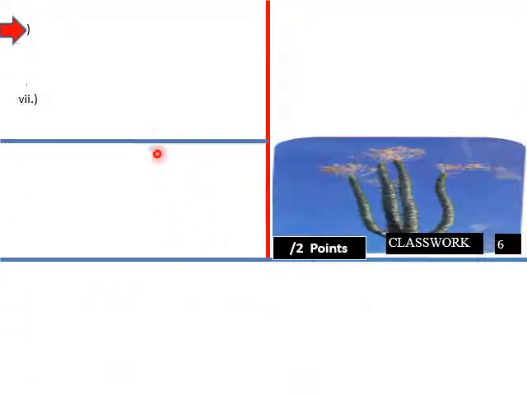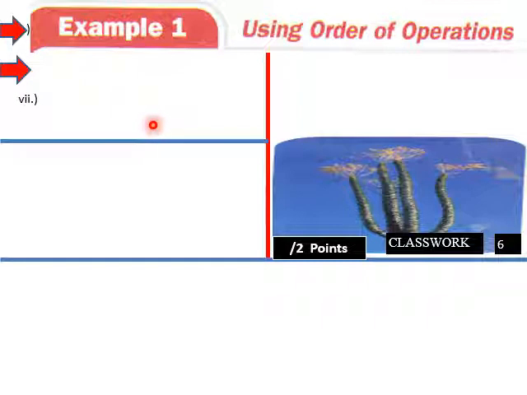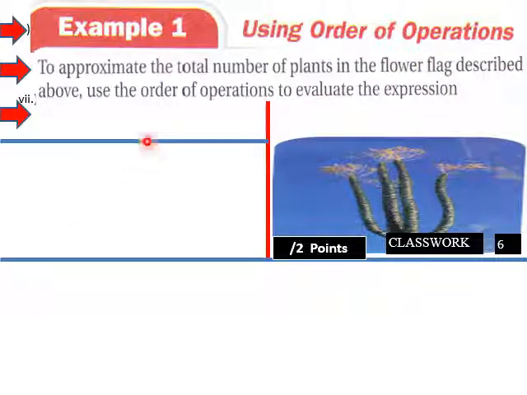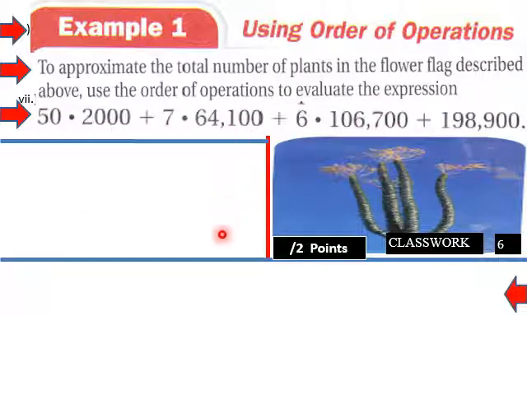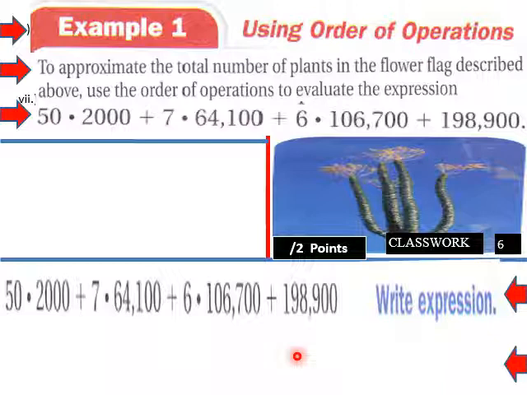So let's go into an example here. Using order of operations to approximate the total number of plants in the flower flag described previously, use the order of operations to evaluate the expression. So here is their list of our products for the flower flag: 50 times 2,000, 7 times 64,100, 6 times 100,6,700, plus 198,900. That is your expression.